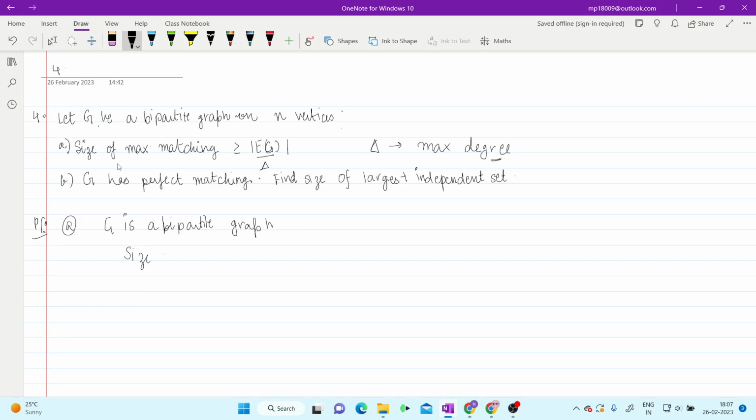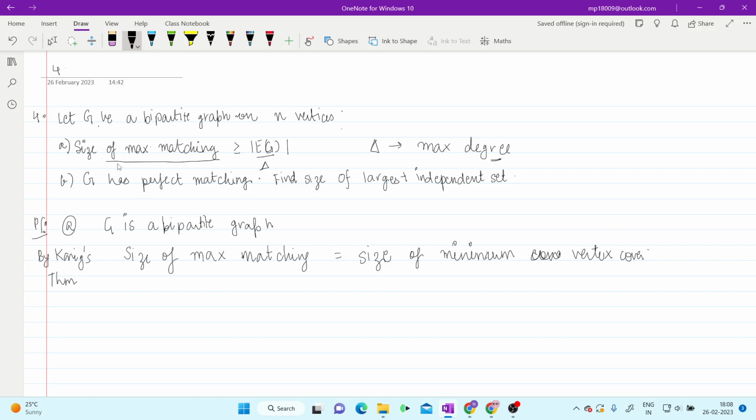By Koenig's theorem, what is the size of the maximum matching equal to? We have seen that in a bipartite graph, by Koenig's theorem, the size of the maximum matching is equal to the size of the minimum vertex cover, right? Now we want to use Koenig's theorem to prove this inequality. Suppose Q equal to V1 to Vk is the minimum vertex cover.